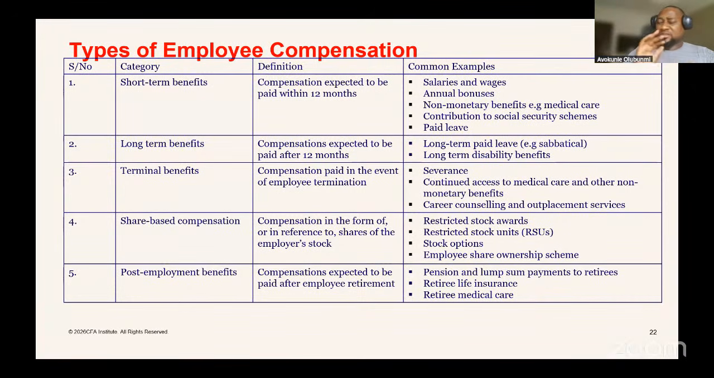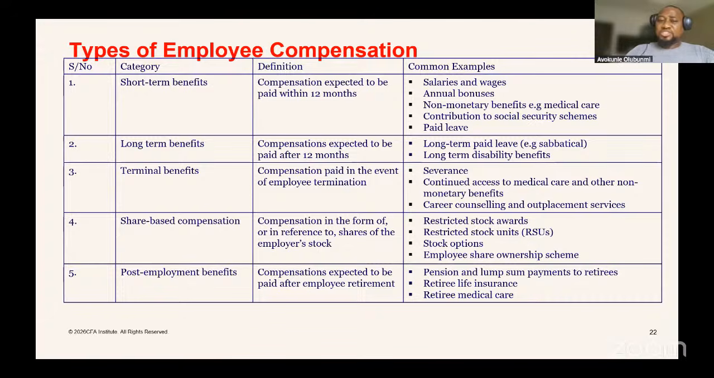The terminal benefits are whatever we pay to employees whenever we want to terminate their appointments. We can call it redundancy, or we don't need your service again, or we're doing some restructuring. Because we are the one telling you to go, we need to compensate you. That compensation is what we call terminal benefit, and includes your severance pay. Some will give you access to Medicare, and some will even give you career counseling so that you can get another job. All those are your terminal benefits.